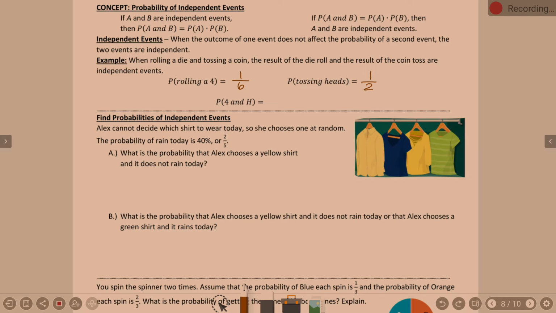We're going to take these two probabilities and multiply them. 1/6 times 1/2 is 1/12. Okay, so it is a multiplication thing.